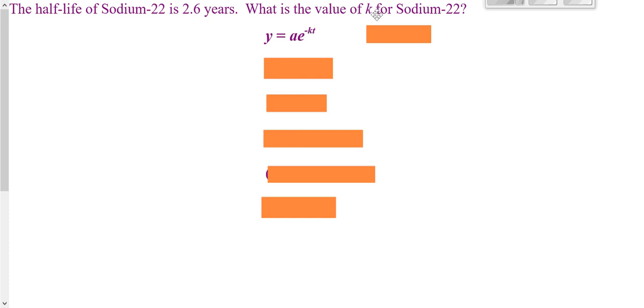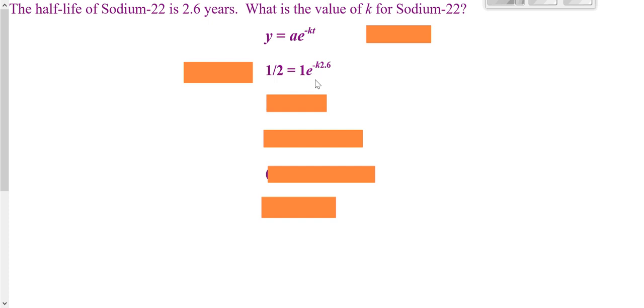Now, we're looking for the value of k, so we don't know what k is, but we know our t is 2.6. The question is, what are we starting out with and what are we ending up with? We're starting out with the whole amount, which is your 1, the original amount, and you're ending up with half, so your y is 1/2. So it's not needed to have the 1 in front.